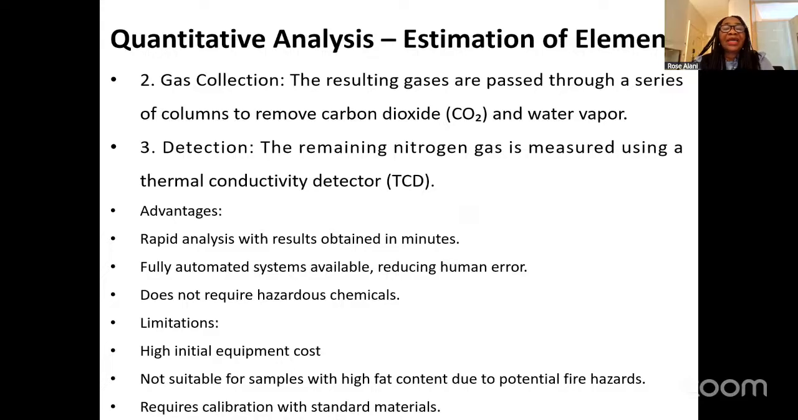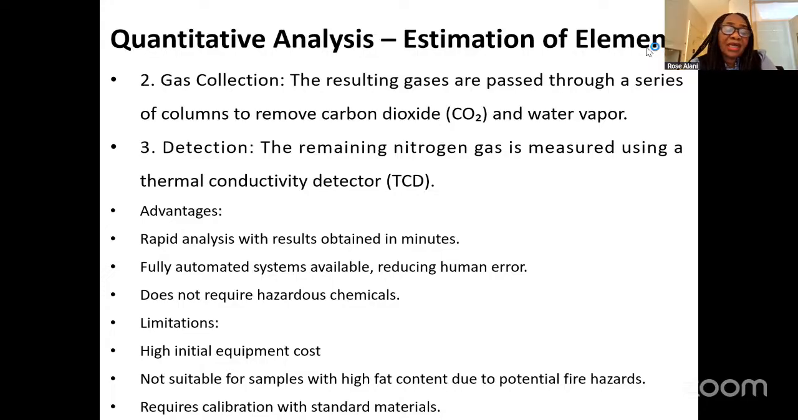Then the gas is collected. The resulting gases are passed through a series of columns to remove carbon dioxide and water. Then the detection: remaining nitrogen is measured using a thermal conductivity detector, TCD. Advantages are that this is very rapid. You can get results in minutes. It's fully automated, and it doesn't require hazardous chemicals.